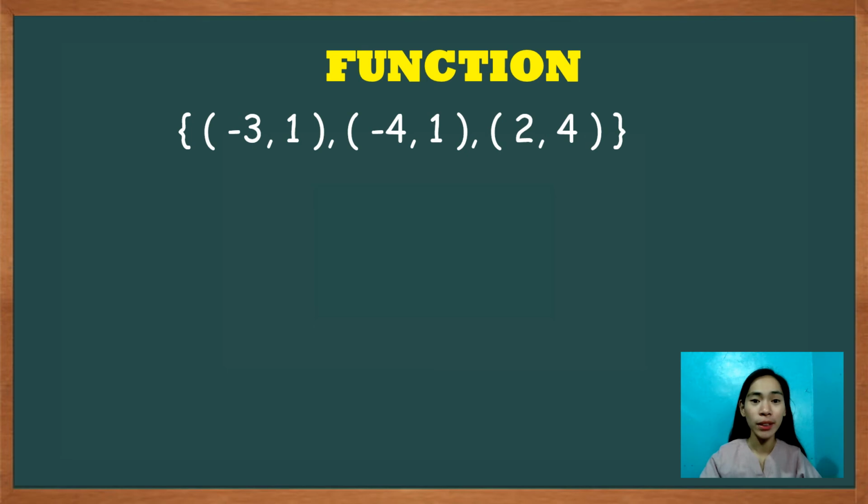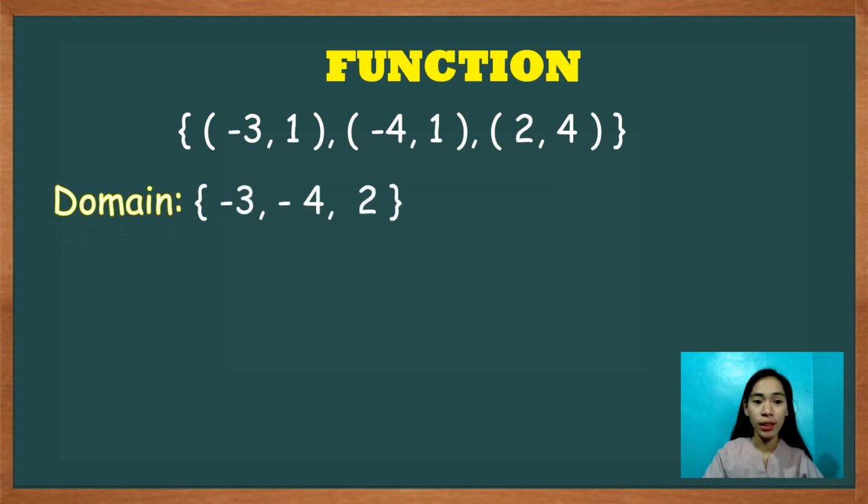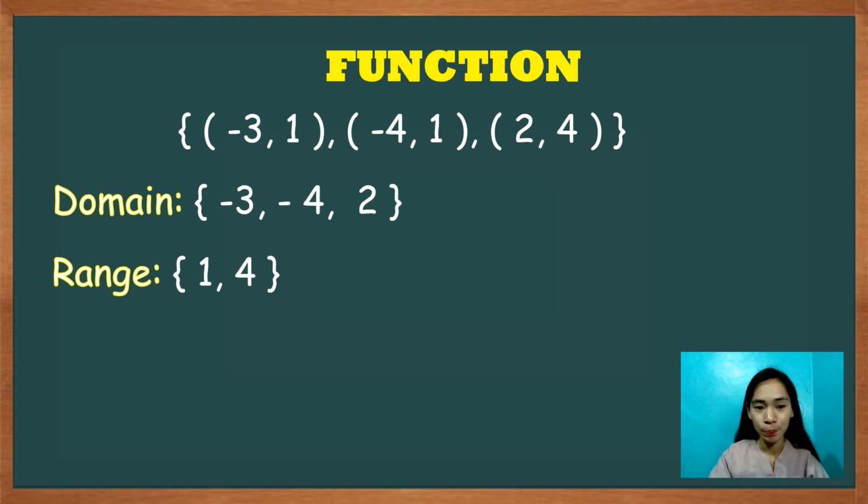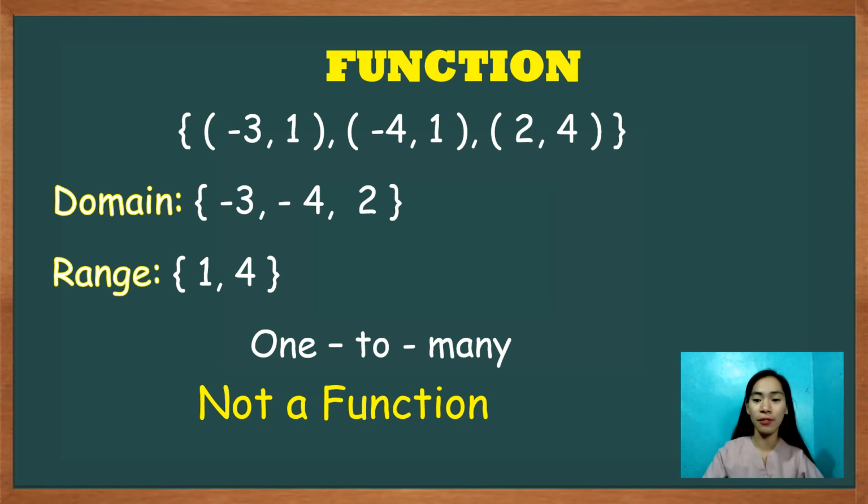For our next example, the set containing the ordered pairs (-3, 1), (-4, 1), and (2, 4). Observe that one range value, which is 1, is paired with two elements of the domain. Our domain is -3, -4, and 2. Our range is 1 and 4. So this is a many-to-one relation. And by definition, it is a function.